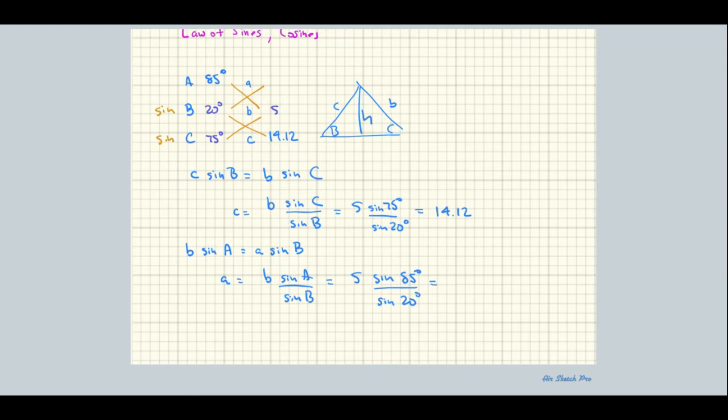Calculators, guys. 5 sine 85, close it, divide, sine 20, equals. Okay? And if you don't get, yeah, that's the number I'm getting too. 1456? Yeah. 1456? Yeah.